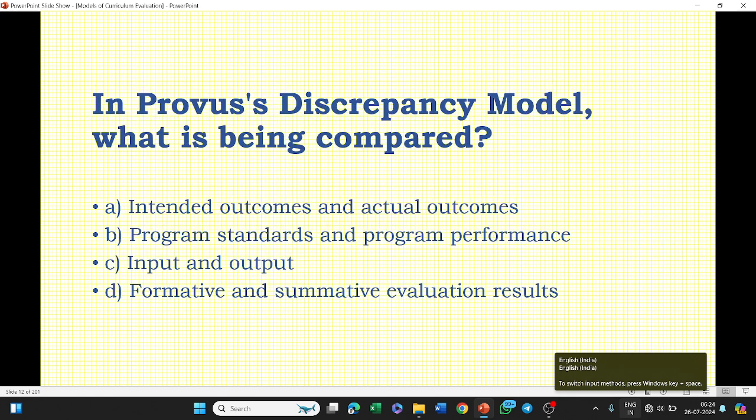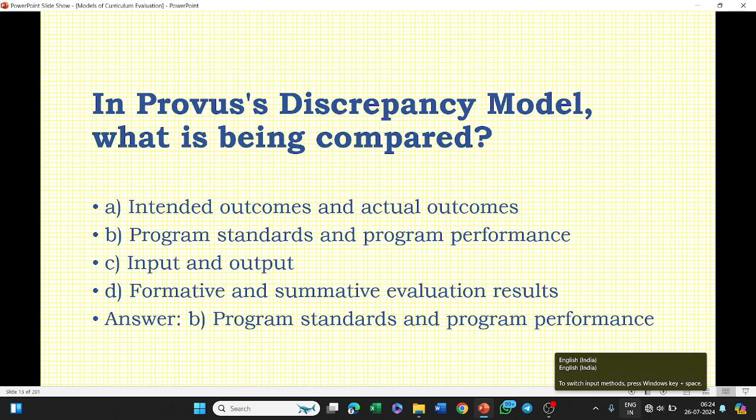In Provus's discrepancy model, what is being compared? Options: intended outcomes and actual outcomes, program standards and program performance, input and output, formative and summative evaluation results. Answer of this question is option B, that is program standards and program performance.